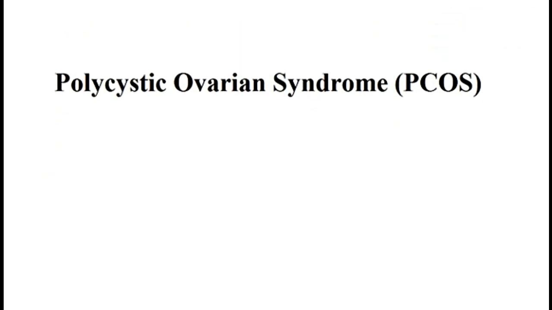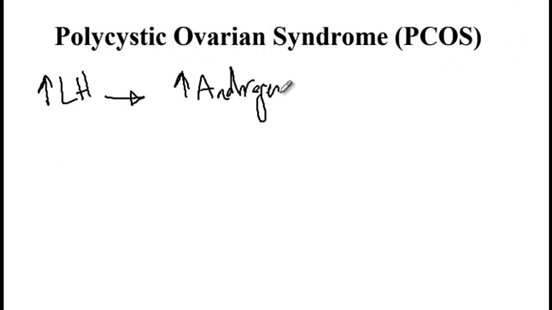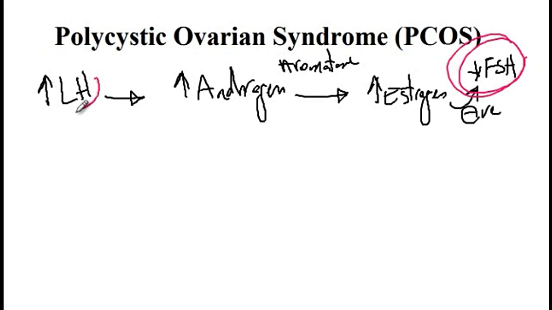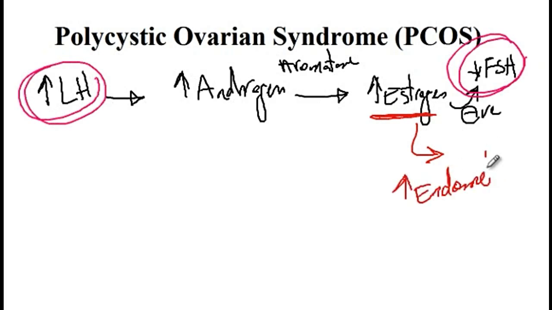The next ovarian condition is called polycystic ovarian syndrome, and in these patients there are increased levels of luteinizing hormone, which increases the levels of androgen. Then androgen, via the aromatase enzyme, is converted to estrogen, and estrogen will provide negative feedback to decrease the level of FSH. So keep in mind, FSH is low in these patients while LH is high. Now, an increased level of estrogen can cause an increased risk of endometrial carcinoma in these patients.